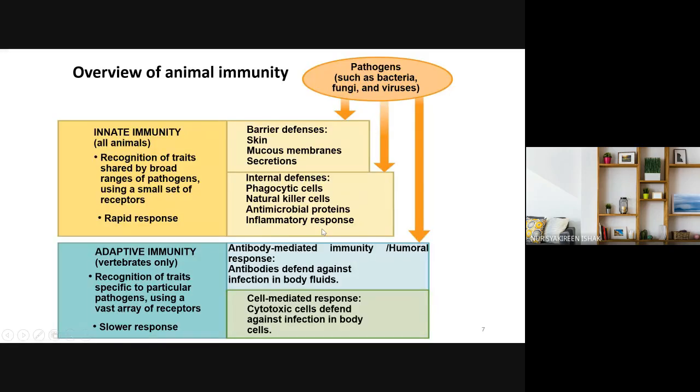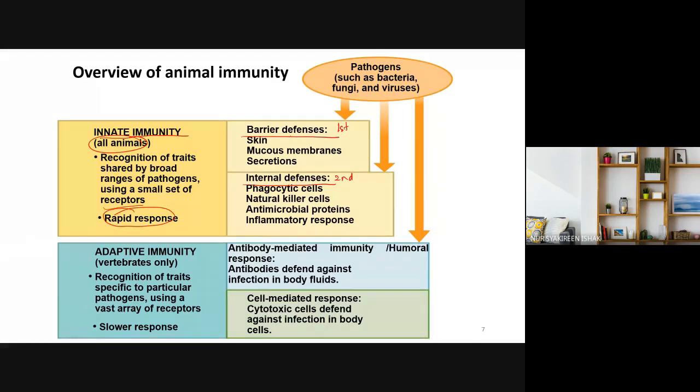Okay, so overview of animal immunity. So innate immunity terbahagi kepada barrier defenses, internal defenses. Barrier defenses, first line defense, internal defenses, second line defense. Okay, so innate immunity is applied to all animals. So it involves recognition of traits shared by broad ranges of pathogens using a small set of receptors. So maksudnya bila badan awak detect ini pathogen ni, so dia kena attack macam tu kan. So the response is rapid.